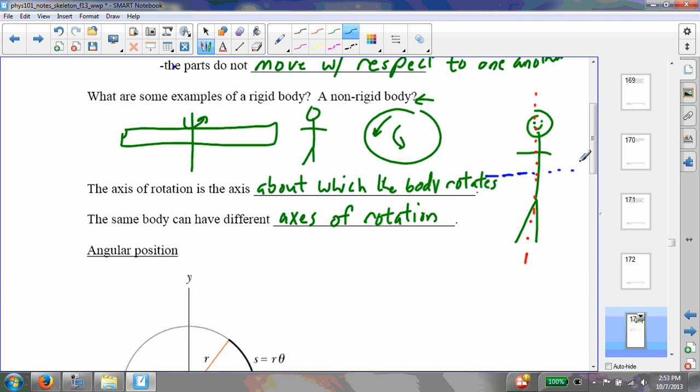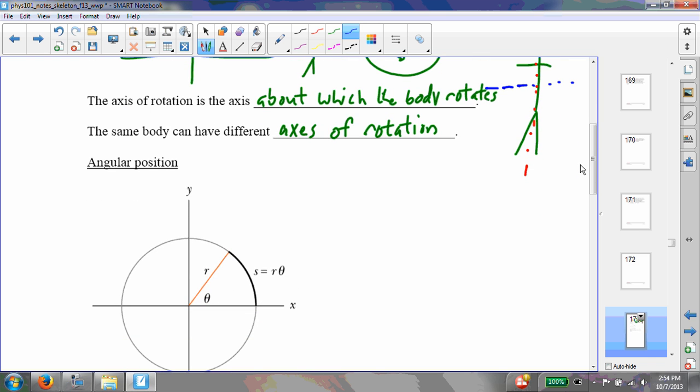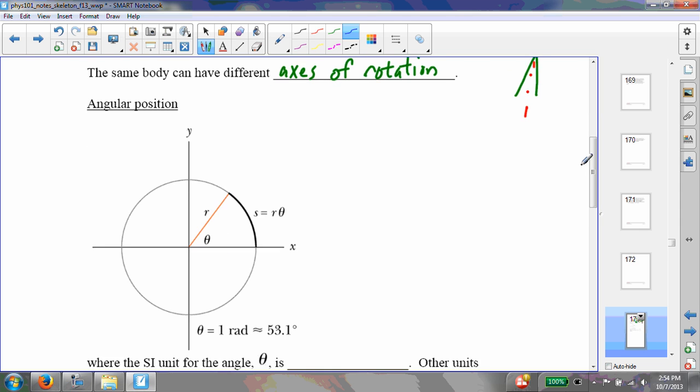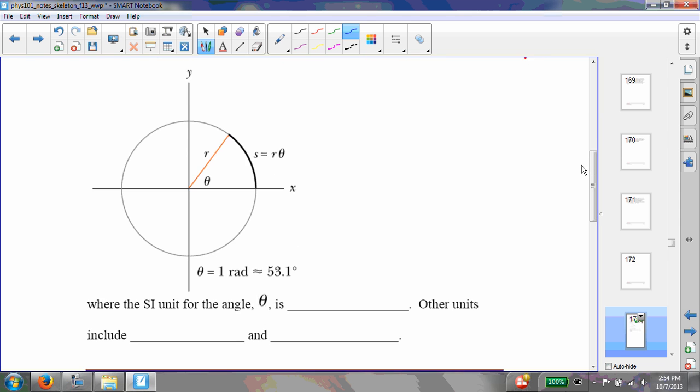All right, I want to define a few things. Just like we did in chapter 2, when we defined position, displacement, velocity, and acceleration, we're going to do that here now with angular quantities. Angular meaning that they're moving in a circular path. First of all is the angular position. When we talk about angular position, we're going to use the variable theta.